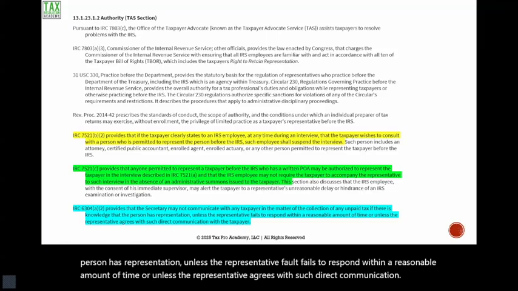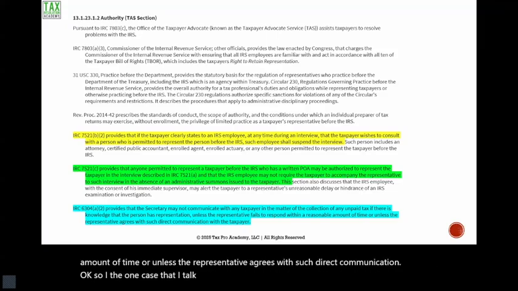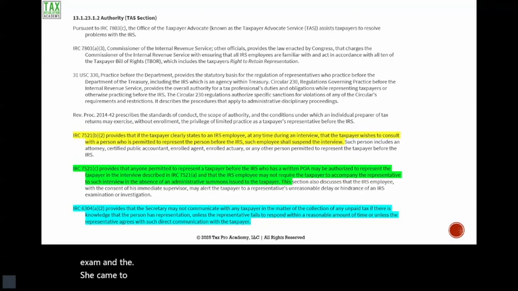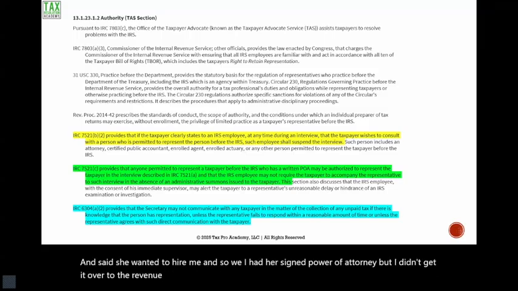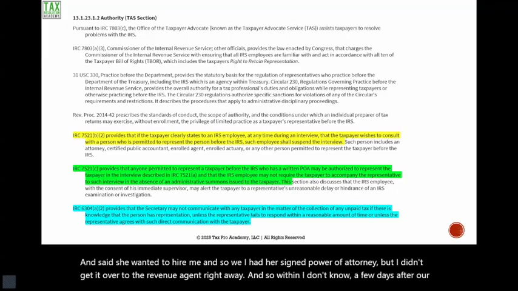Okay, so the one case that I talk about in this regard is I had a client who was already in the middle of an exam, and she came to me and said she wanted to hire me. And so I had her sign a power of attorney, but I didn't get it over to the revenue agent right away. And so within, I don't know, a few days after our meeting, he ended up calling her.